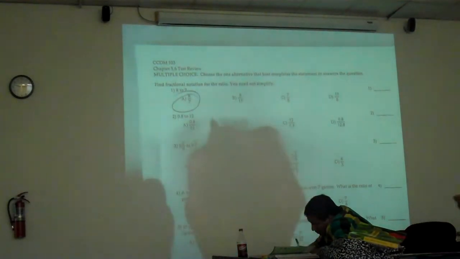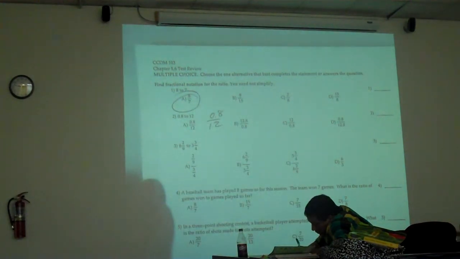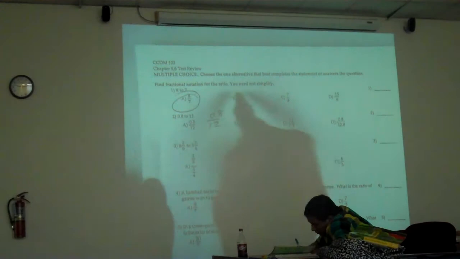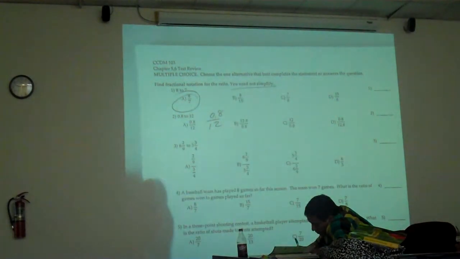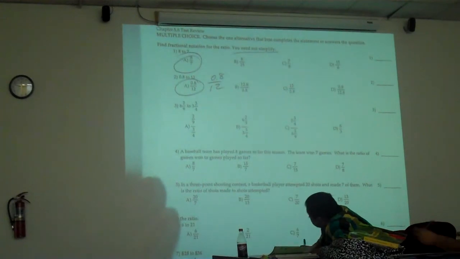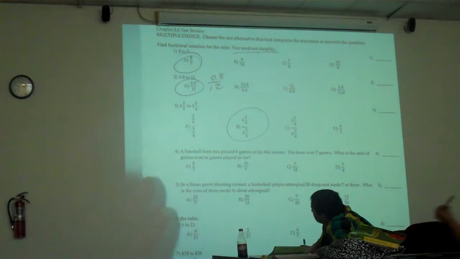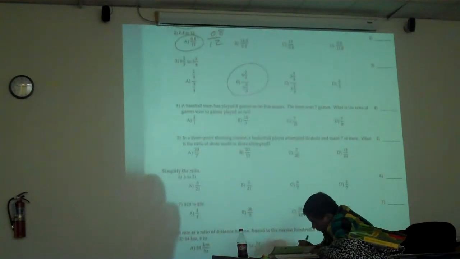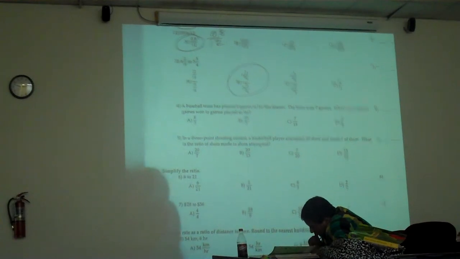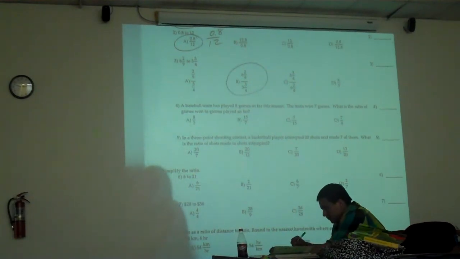Okay, 0.8 to 12. 0.8 over 12. But you want to, it says need not simplify? Okay. Yeah, I wanted to simplify. Okay, 6 2/9 to 3 3/4. 6 2/9 over 3 3/4. Yeah, just put it over it. Okay, number 4.